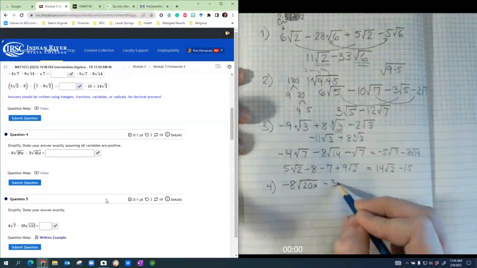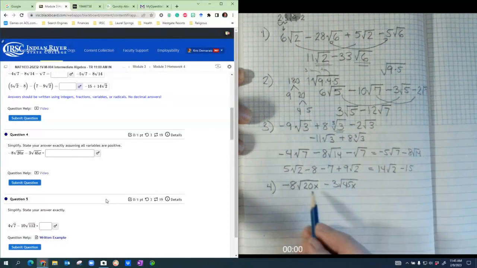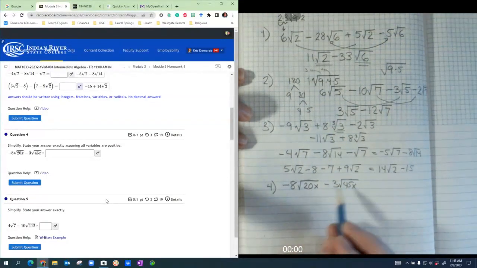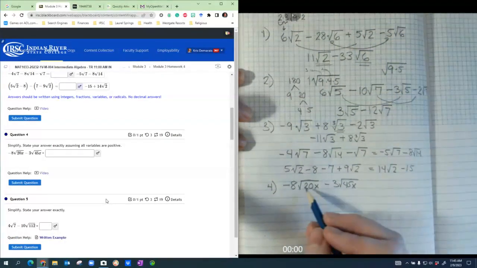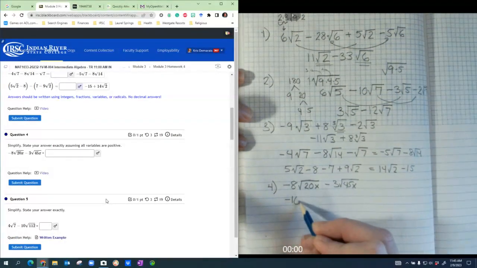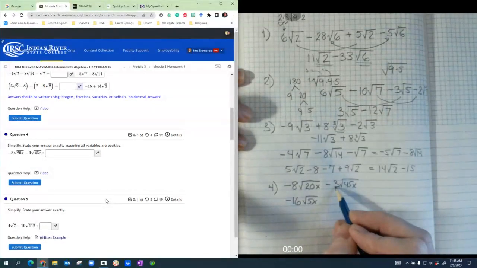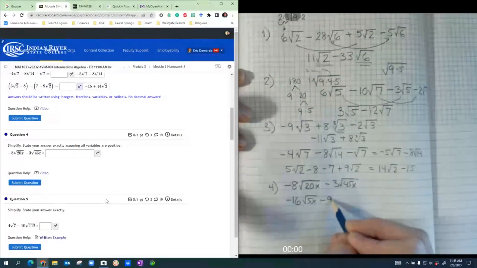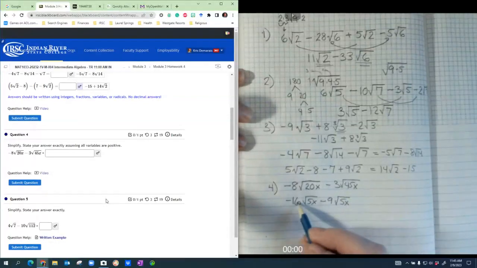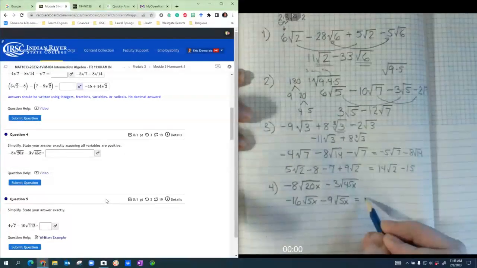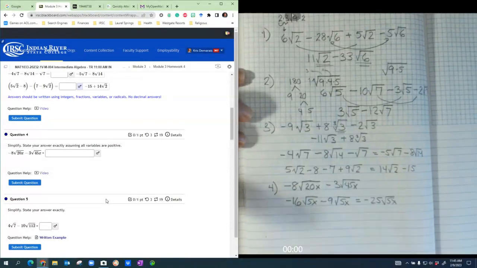From here, we're going to break it down again. This one has 4 times 5. This one has 9 times 5. So if you do enough of these, you can catch on really quick. So this is -16 5x, and then this is going to be 3 times 3 is 9, 5x. These are the same. Now it's going to be -25 times 5x.